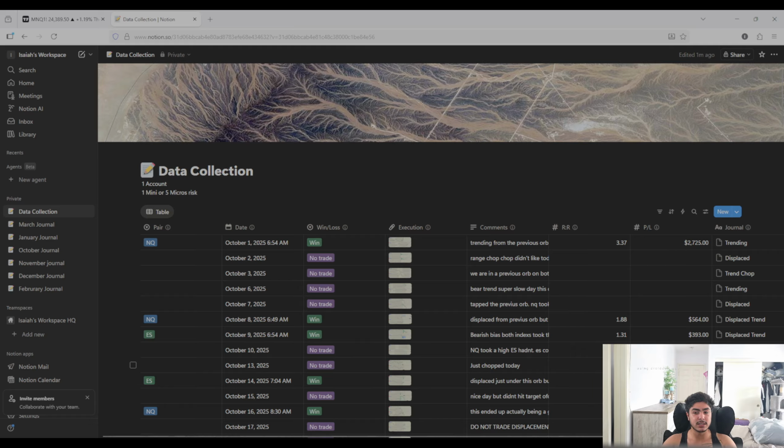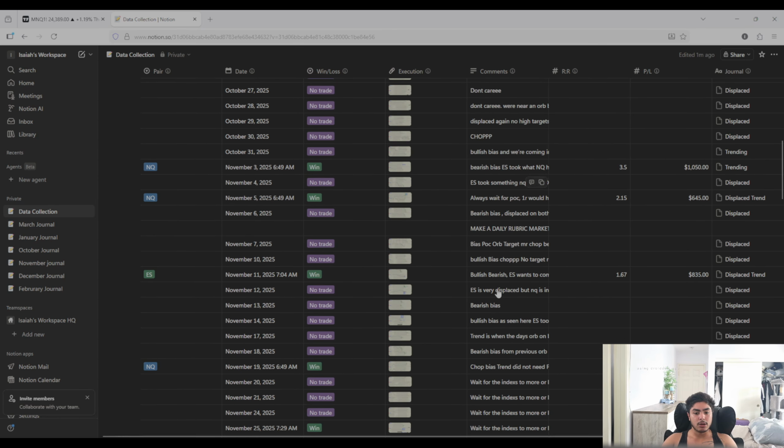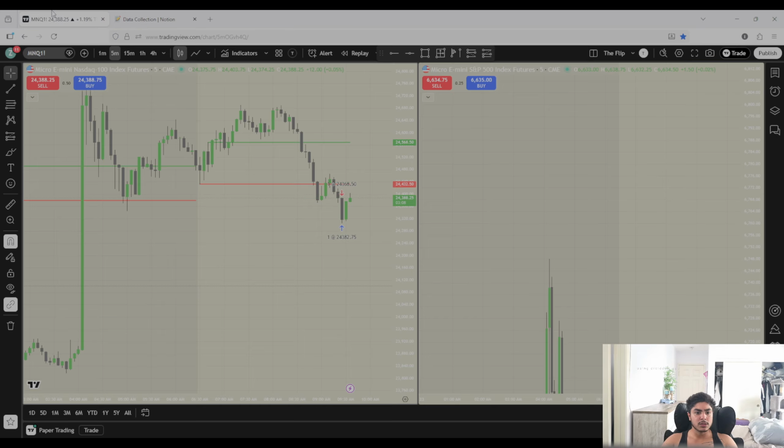And then for a journal, this area, in my case, I have 3 different kinds of days that I see: either a trending day, a day where we're displaced, or a day where we're displaced on one market but trending on the other. That's what I keep track of, and that's pretty much how we journal our trades.